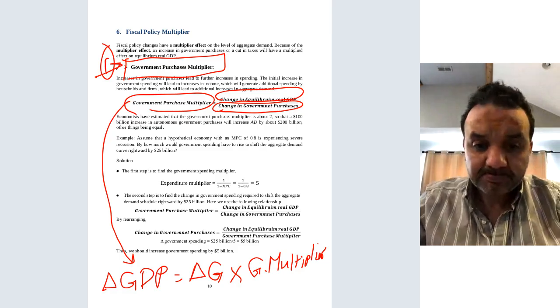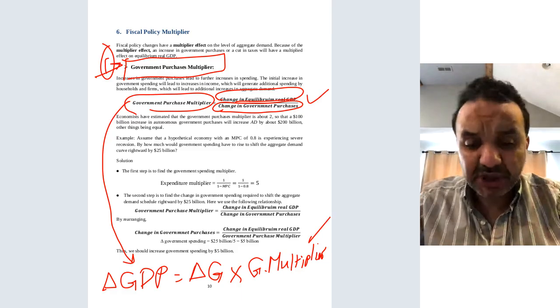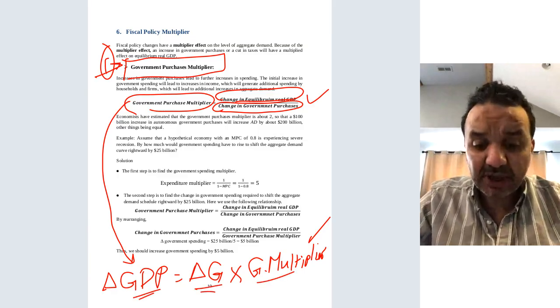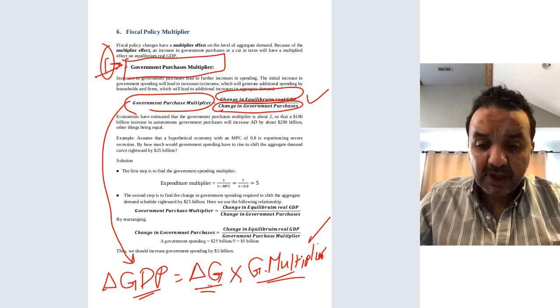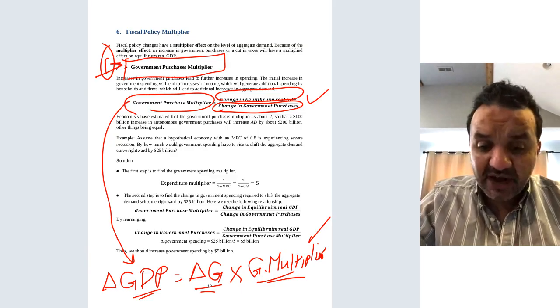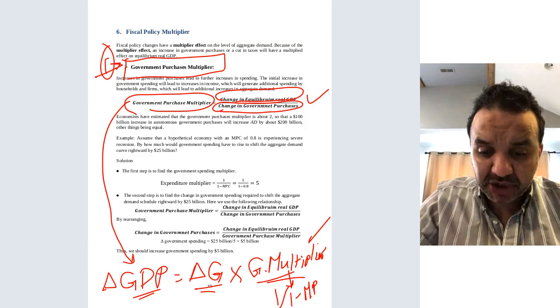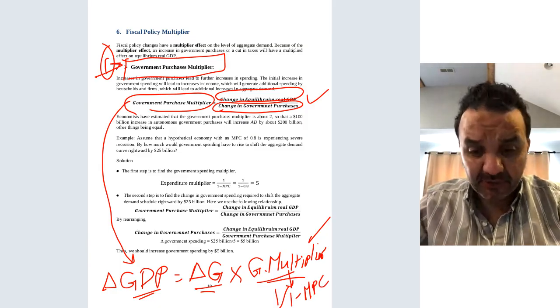Okay, so these two formulas are the same, of course. I'm just rearranging the formula. So the change in GDP equals the change in government spending times the government multiplier. And the government multiplier equals 1 divided by 1 minus the marginal propensity to consume. I already explained the marginal propensity to consume before.